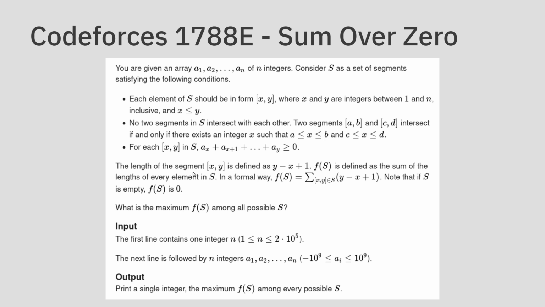So they're also defining the length as the number of integers between them. So length of x comma y is y minus x plus 1. They're defining a function f of S defined as the sum of lengths of every element in S. So this is the function that they have defined, and they are asking what is the maximum value of f of S among all possible S, and the constraints are as follows.